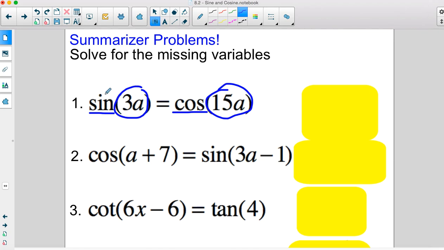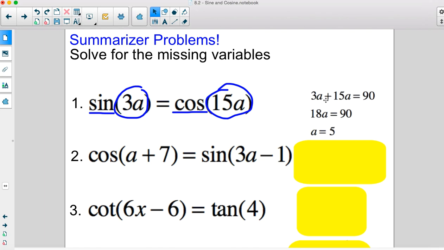So you can ignore the sine and the cosine at this point. The fact that sine is equal to cosine means these two angles add up to 90. So we can solve that by saying, okay, well, 3a plus 15a will equal 90, and there you go. Now you can actually solve for a, right? So it's a hidden problem that you don't see on the outset, but it's using your understanding of sine and cosine to get the fact that these two angles have to add up to 90.